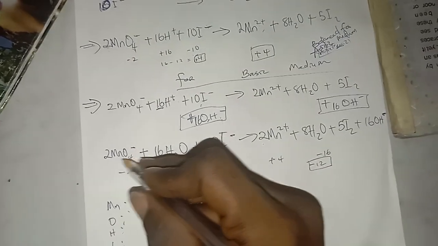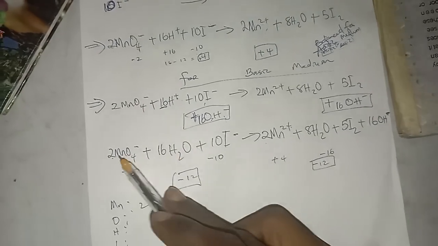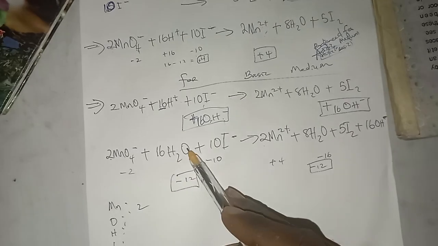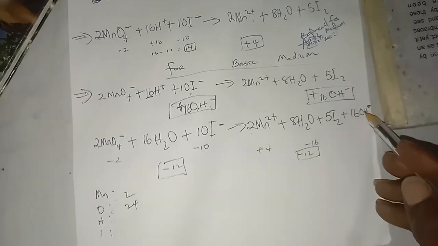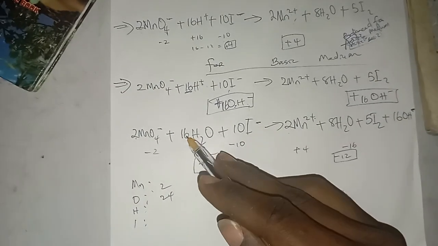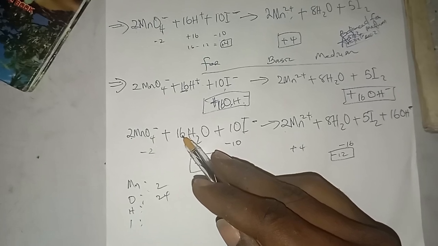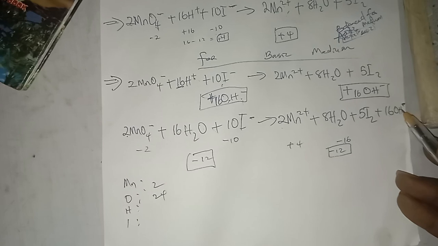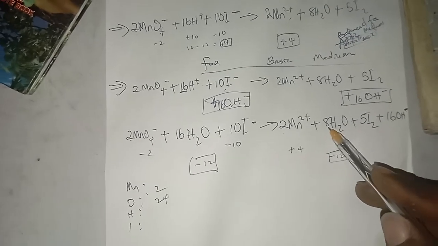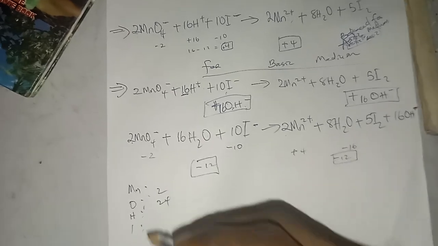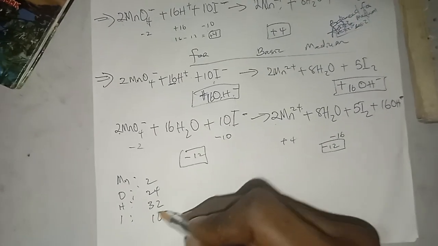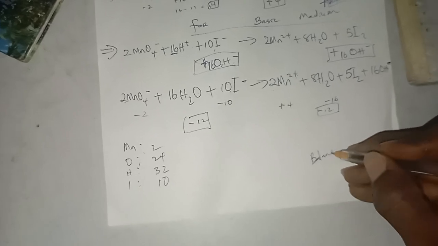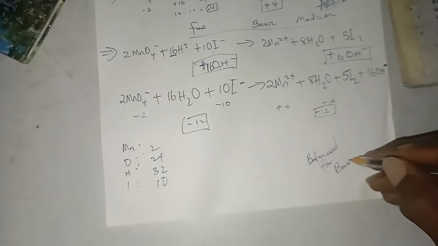This is 2. 4 times 2 for oxygen, 8. 8, 16 O. So 16 plus 8, 24. Let's check here. 8, 8, 16 for oxygen, 24. It is balanced. So hydrogen, 2 times 16, 32. Then here, this is 16, then 2 times 8, 16 again. So 16 plus 16, 32. So it's balanced. Iodine 10, 2 times 5, 10. Balanced. So you can now say balanced for basic medium.